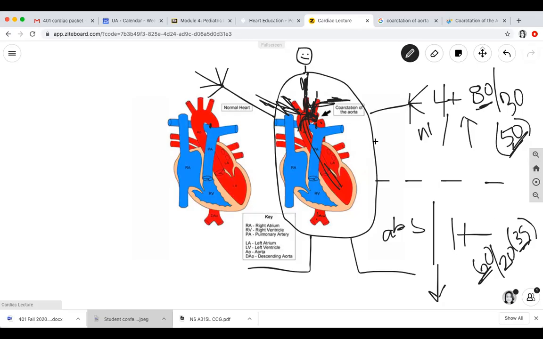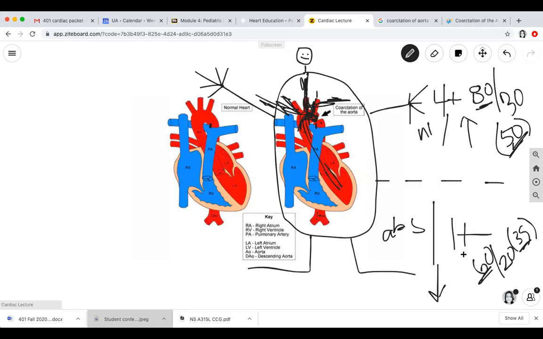So something to remember again, I'm just going to repeat it for emphasis. Pulses in your upper extremities, upper part of your body: bounding, strong pulses. Blood pressure, normal or high. This is for your upper extremities. In your lower extremities, you might have absent pulses or very, very weak pulses, and your blood pressure is low.